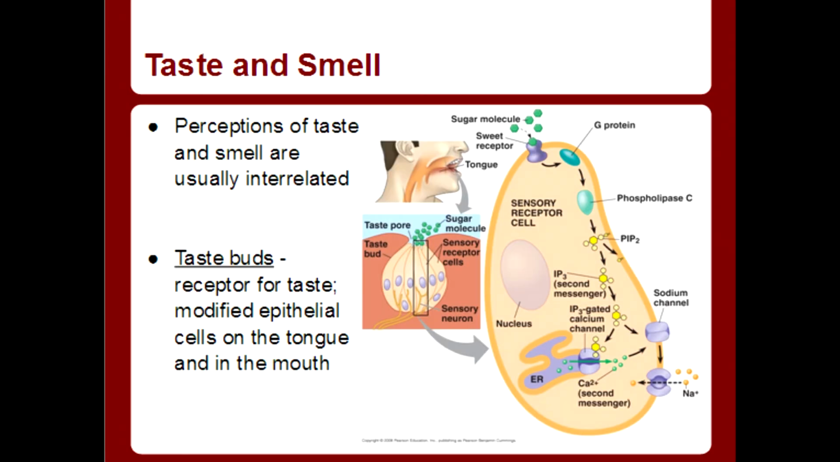Chemoreception. The perceptions of taste and smell are usually interrelated. So you have your pharynx, which has three parts. There's the nasal pharynx, which is in your nose, and the oral pharynx, which is in your mouth, and your regular pharynx.